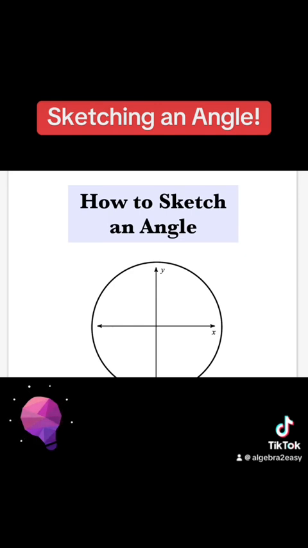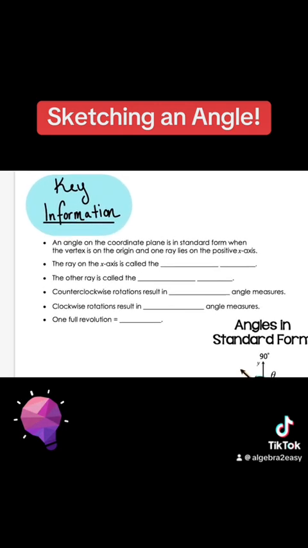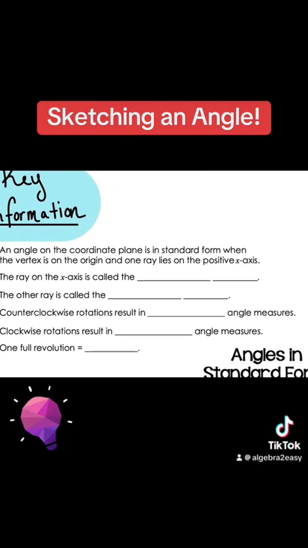What you see here is an XY plane surrounded by a circle because we are about to start the unit circle. But before we can start, we need to know how to sketch an angle. A couple of key bits of information here. An angle on the coordinate plane is in standard form when the vertex is on the origin and one ray lies on the positive side of the x-axis. Now that's a lot of information, but we're going to break it down.